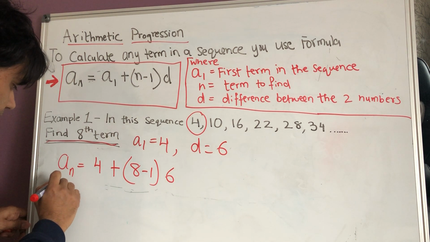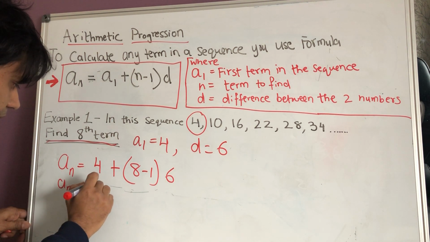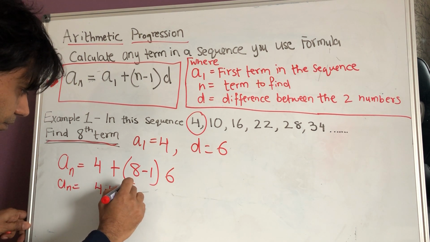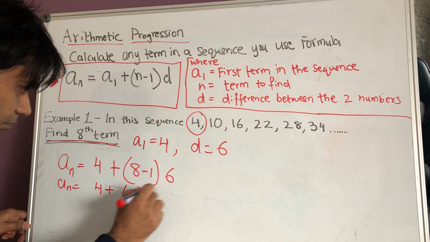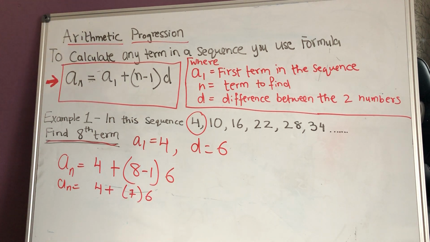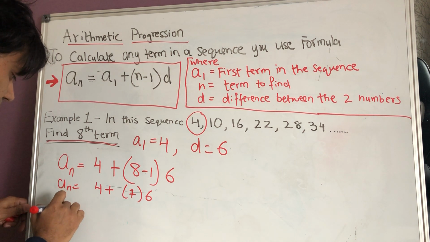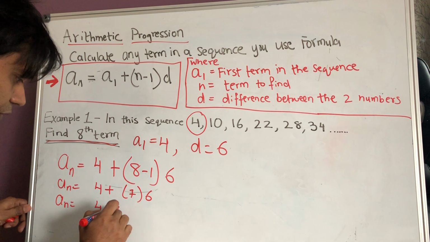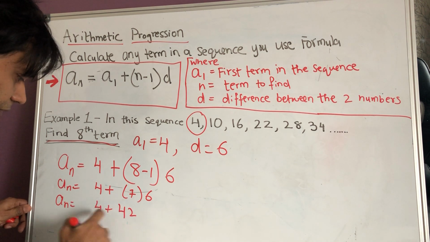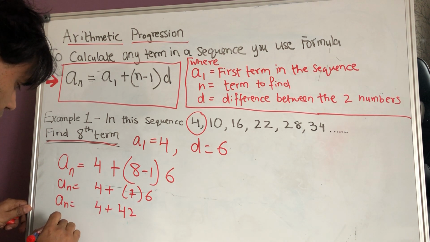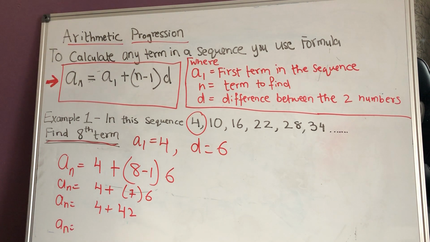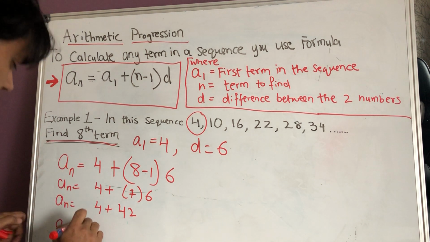Again, second step: 4 plus 8 minus 1 is 7, and 6. So using the BODMAS method, we're going to do the brackets first. So 7 times 6 is 42, and we have 4 plus 42. So basically an is going to be 46.